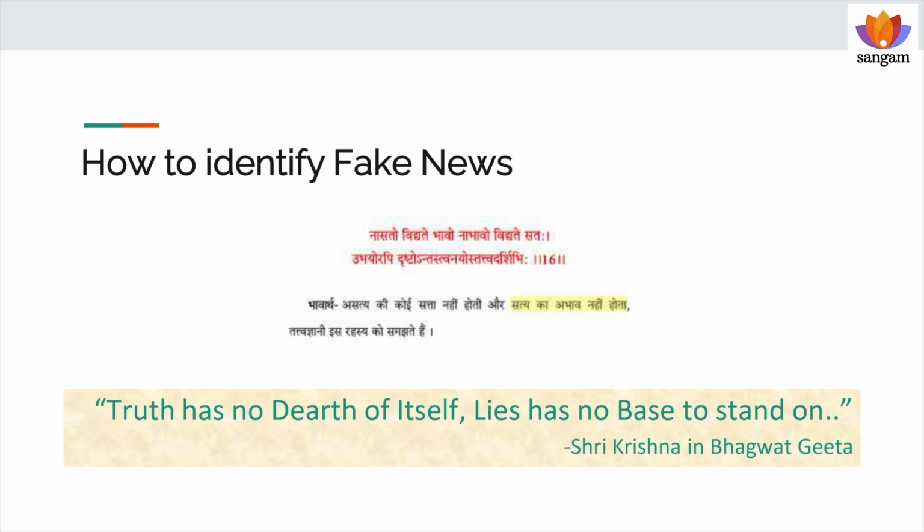Now, how to identify fake news? This is from the Bhagavad Gita. असत्य की कोई सत्ता नहीं होती और सत्य का अभाव नहीं होता. तत्वज्ञानी इस रहस्य को समझते हैं. So truth has no dearth of itself, lies have no base to stand on.